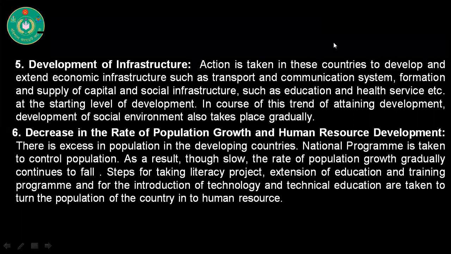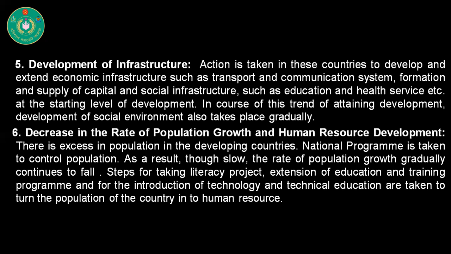Number 5, development of infrastructure. Action is taken in these countries to develop and extend economic infrastructure such as transport and communication system, formation and supply of capital and social infrastructure such as education and health service, etc. at the starting level of development. In course of this trend of attaining development, development of social environment also takes place gradually.